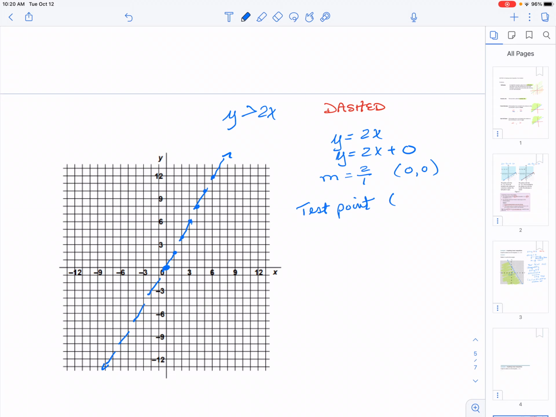Well, this time the point (0, 0) is clearly on the boundary line, so I cannot use that as a test point. So you can just choose something that looks kind of easy for you. I think I'll choose the point (3, 1). And you've got millions of choices over there. I'm going to choose the test point (3, 1), and I'm going to test it. I'm going back to the inequality.